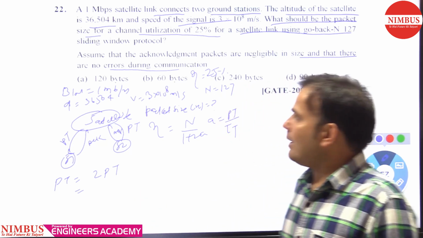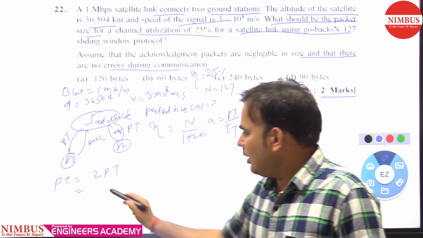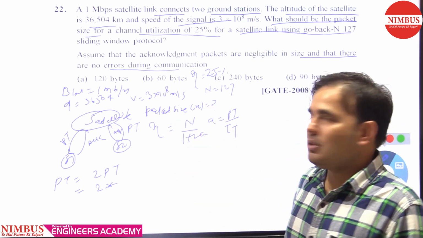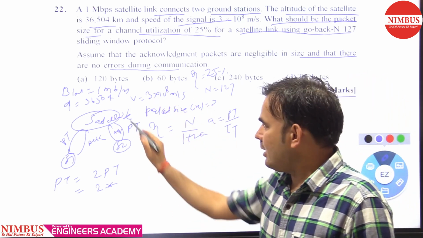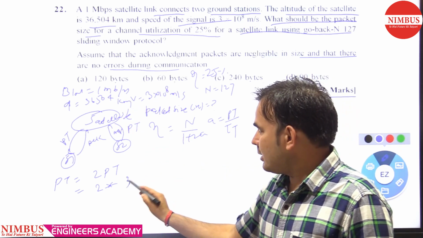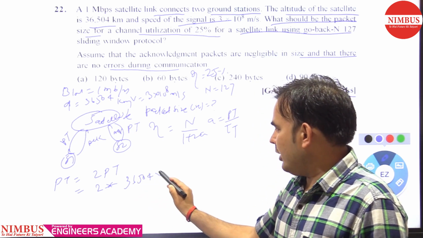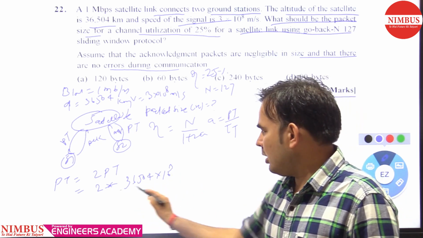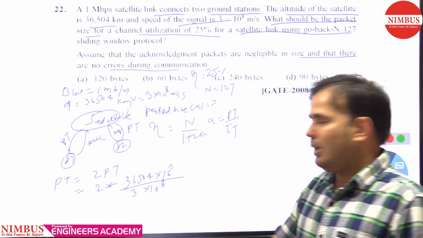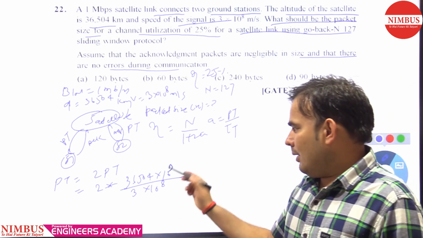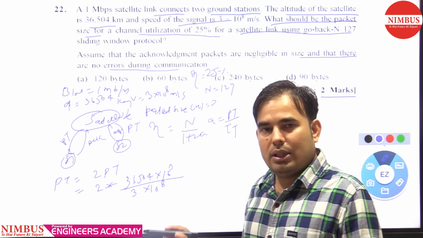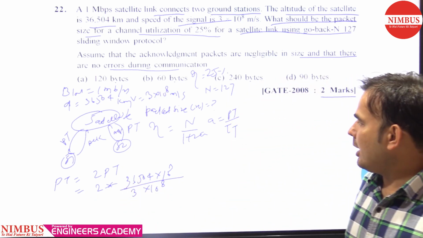So how are we going to calculate PT? Propagation time is distance upon speed. Distance is given in kilometers, 36,504, and we need to convert it into meters, 10 to the power 3, upon speed, which is 3 into 10 to the power 8. When you calculate this, you will get the propagation time.